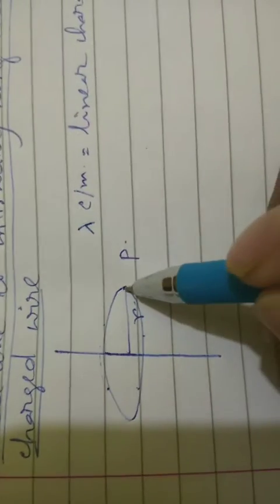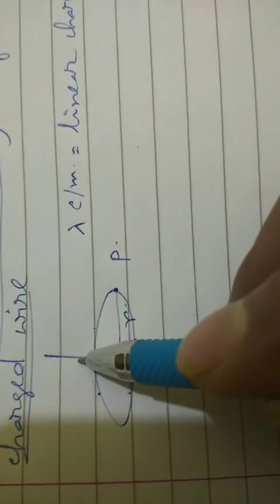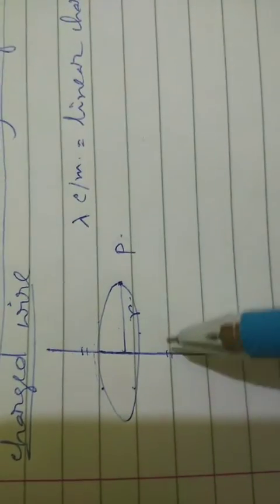Now if you draw a circle of radius r around this wire, you can see that at this point, this point, this point, at anywhere, the electric field magnitude will be the same. These points are all equivalent. Now to find the direction of the electric field at this point, we can take consecutive points at the same distance from this point.